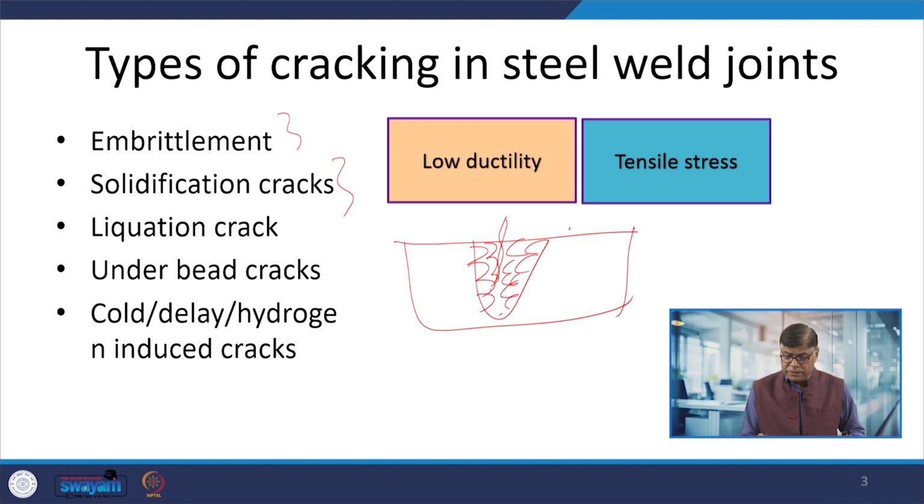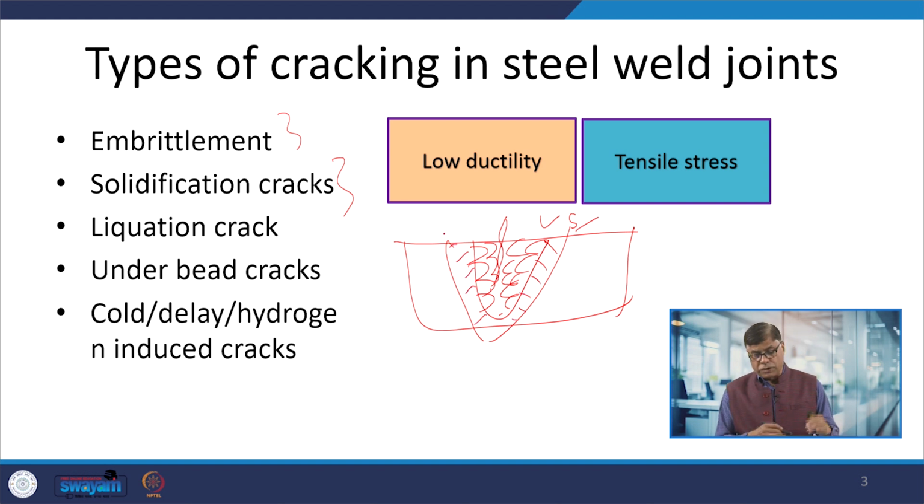Liquefaction cracks are observed next to the fusion boundary because of the mushy zone formation between the solidus and the liquidus. Say this corresponds to the solidus and this corresponds to the liquidus. In between we will have a region which has two phases, both solid and liquid. So, under the tensile stresses, the liquid phase tends to form cracks because it cannot support the stresses.